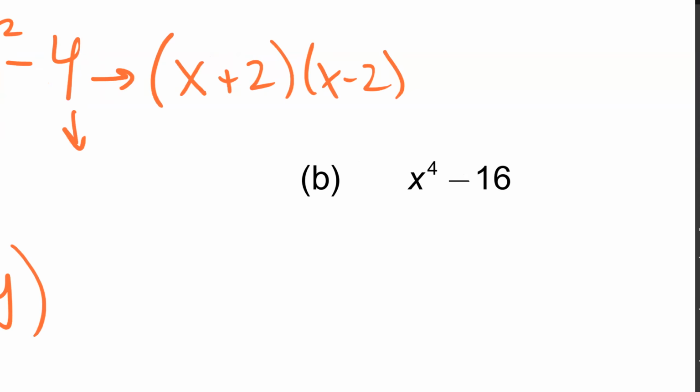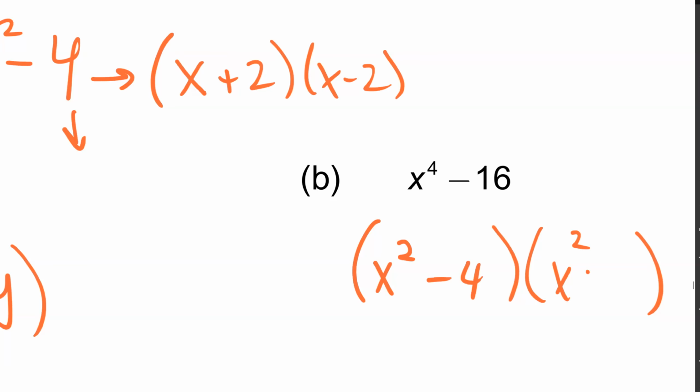So I have x to the 4th minus 16. That would be x squared plus 4 times x squared minus 4. Exactly. And then can you simplify it more? Yes.